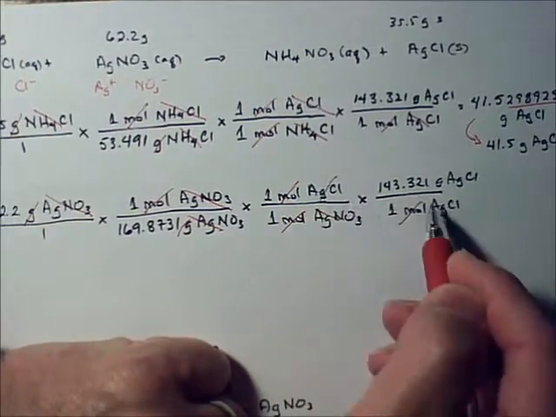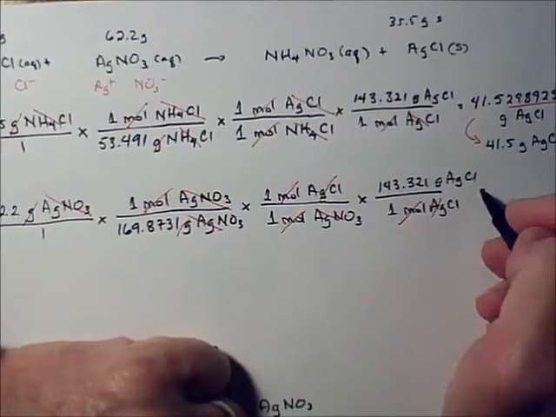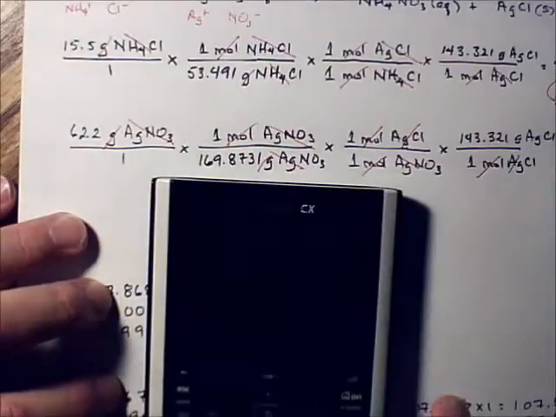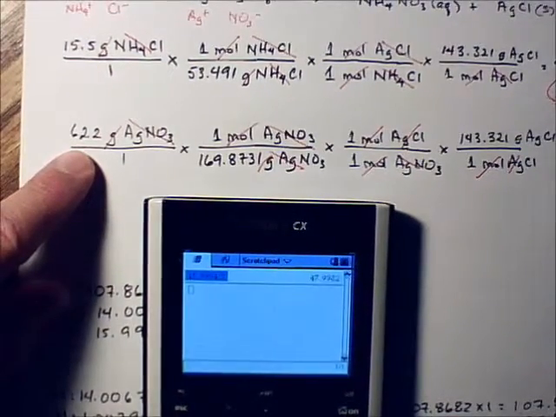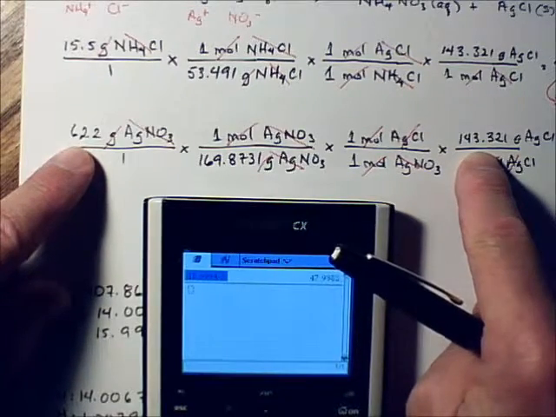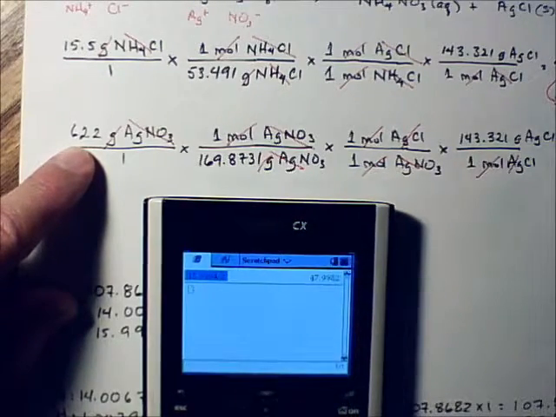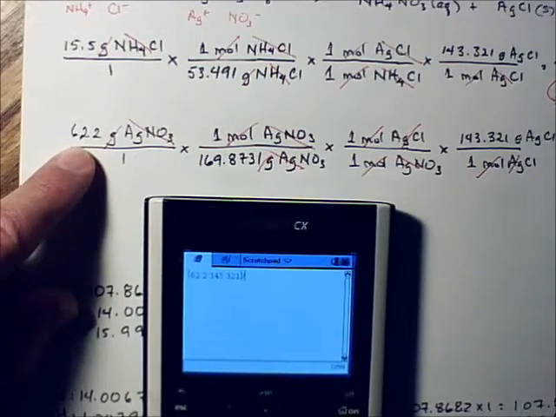So the units and species cancel here. And we're going to do this math. All right, so 62.2 times 143.321, and then divide by 169.8731.